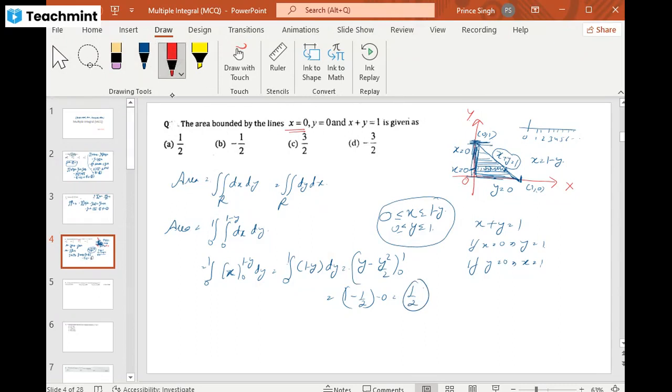Okay. So what is the correct answer? The correct answer is option A. So this is one of the ways to find the limit of x and y.